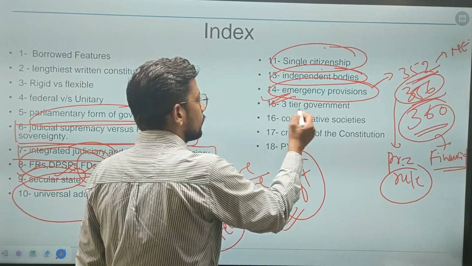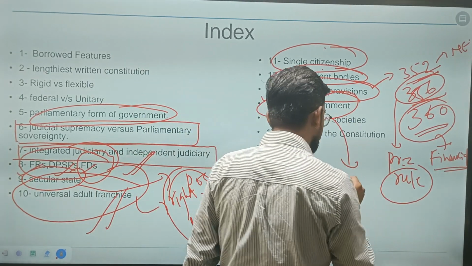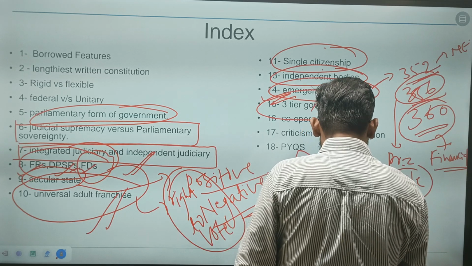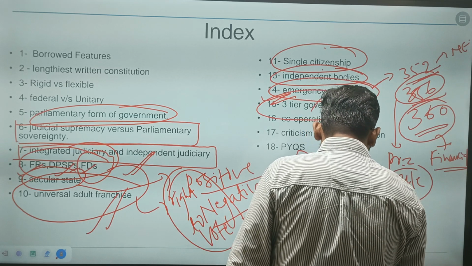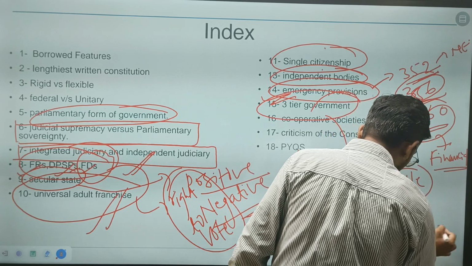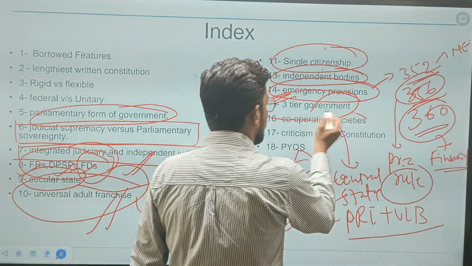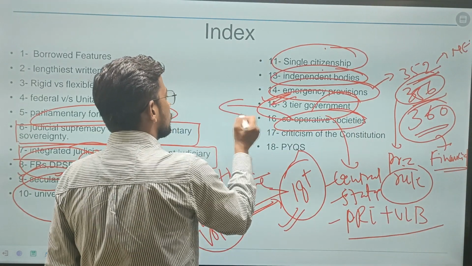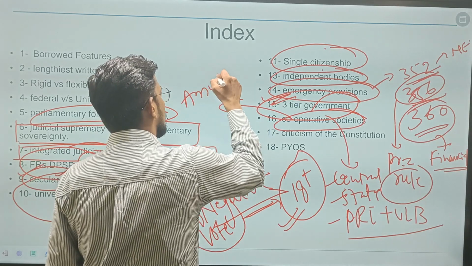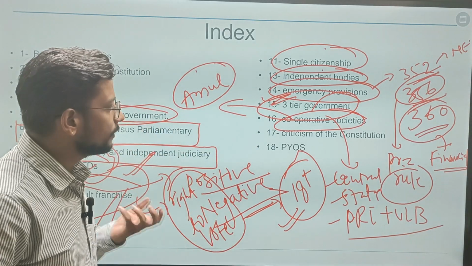Then we will study about three tiers of government. Under this, we will study about the central government, state government. Then we will study about local bodies, PRIs or urban local bodies. Then we will study about cooperative societies. For example, Amul. Amul is also an example of cooperative society only.